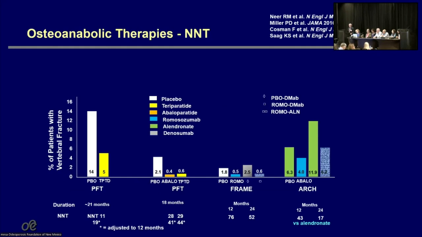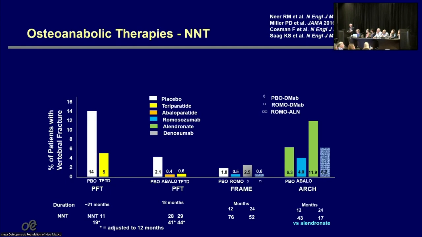So one can calculate the number needed to treat for the various anabolic drugs for different studies. With teriparatide, we've got the pivotal fracture trial that enrolled very high-risk patients, and the number needed to treat was 11 in patients who were treated for an average of 21 months. Or if you normalize that for a year, the number needed to treat would be 18. In the ACTIVE trial, there was a placebo group, an abaloparatide group, and a teriparatide group, and the numbers needed to treat over 18 months were 28 for teriparatide and 20 for abaloparatide.